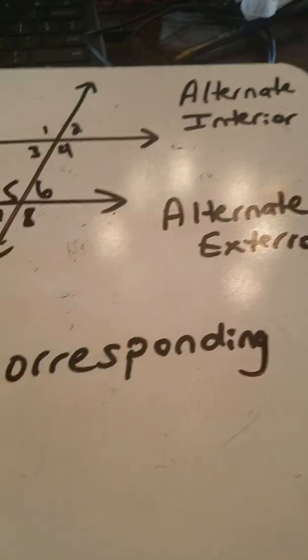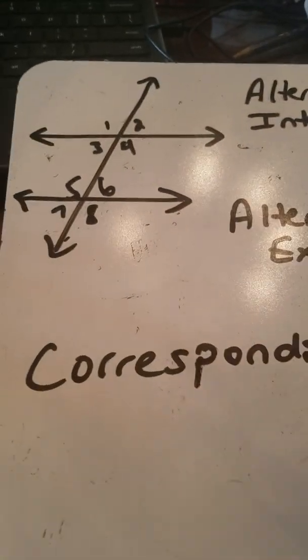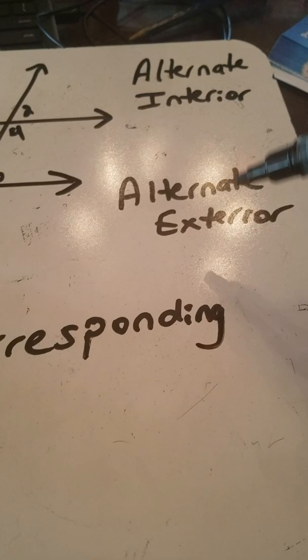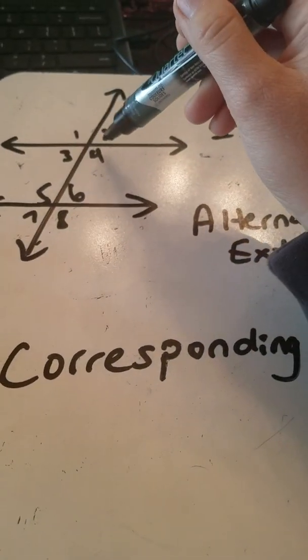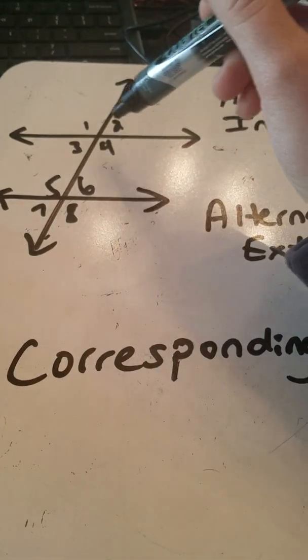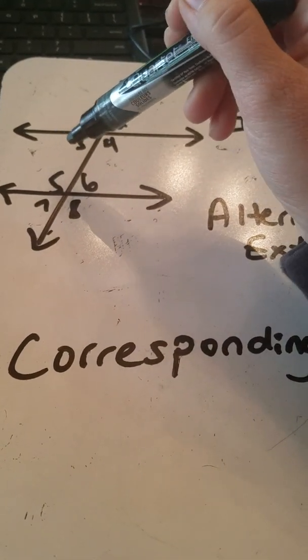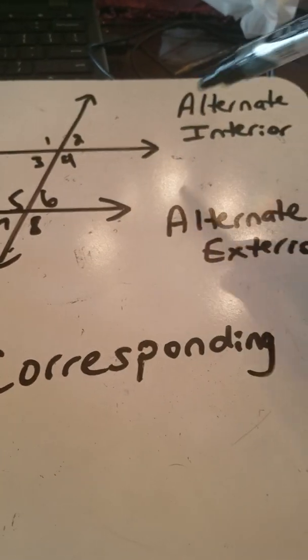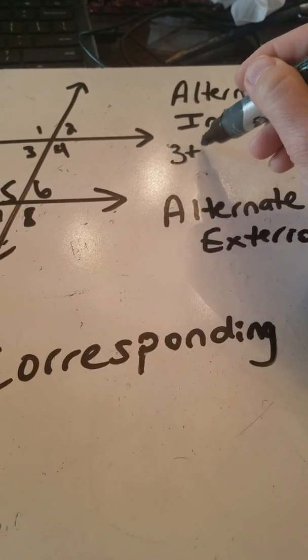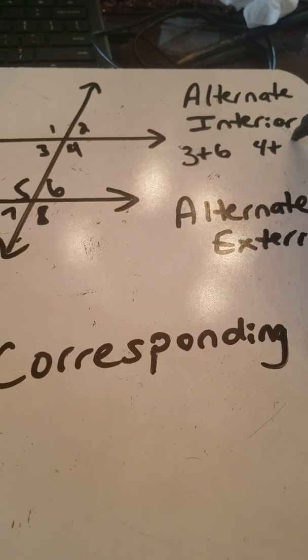what they're called. Alternate interior. Well, you're trying to find alternate interior, alternate exterior, corresponding. They're just equal angles. So the interior of this thing would be the inside, and they alternate: 3 and 6. They're alternating interior, 4 and 5. Those are your alternate interior angles, and that means that they're equal.